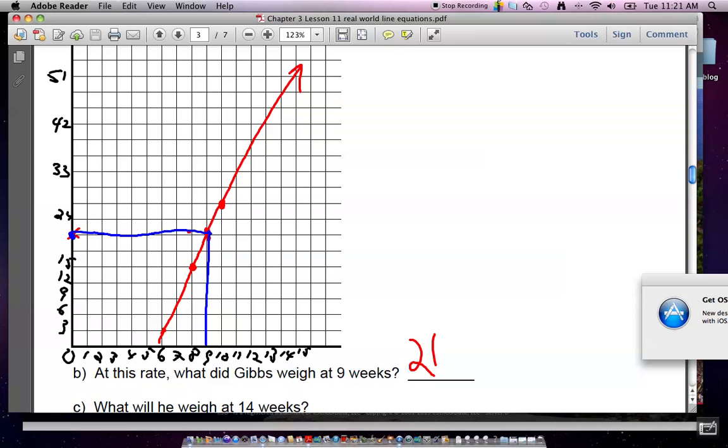Then it's how much did he weigh at 14 weeks? Now 14 weeks is all the way over here. 10, 11, 12, 13, 14. So I'm gonna go up to the graph here. And I still do 2 over 1, 2 over 1, 2 over 1, 2 over 1. It should be right here, I'm a little bit low there. And I go across, and what do I get for the weight at 14 weeks? What do I get, guys? 51 pounds.